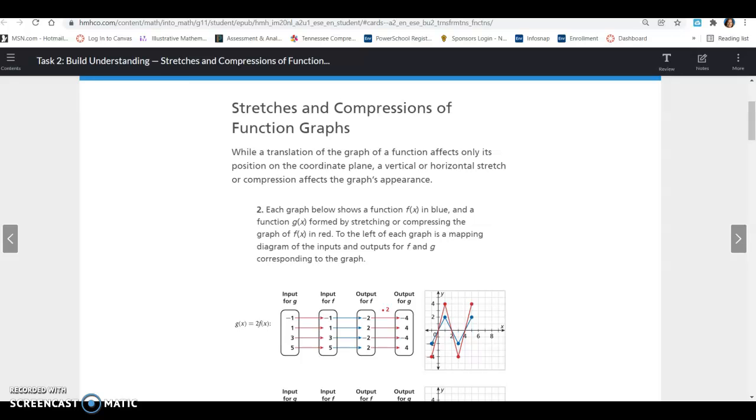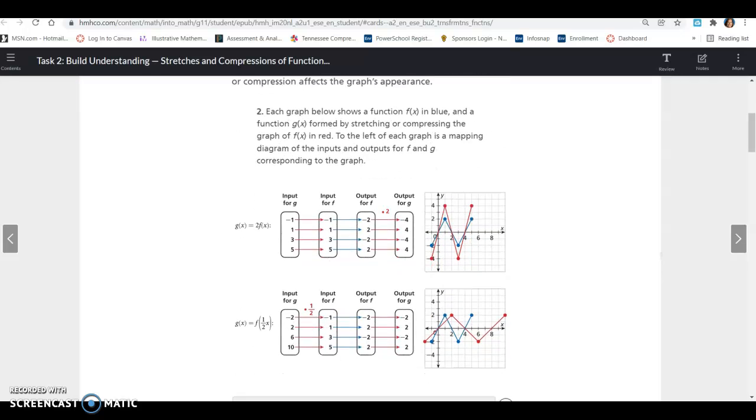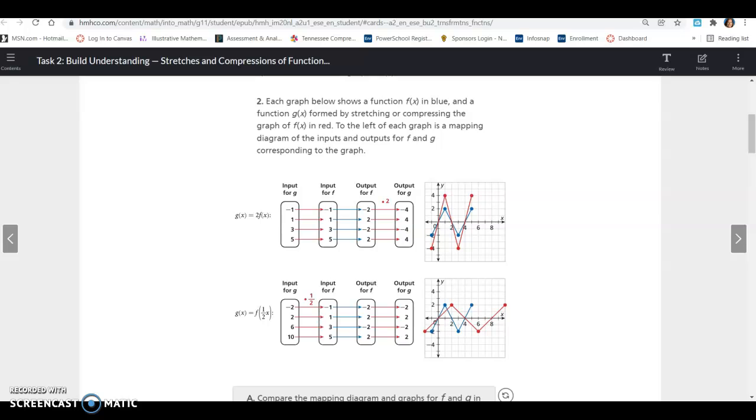Lesson 1.3, task 2. Stretches and compressions of function graphs. While a translation of a graph of a function affects only its position on the coordinate plane, a vertical or horizontal stretch or compression affects the graph's appearance. Each graph below shows a function f of x in blue and a function g of x formed by stretching or compressing the graph of f of x in red. To the left of each graph is a mapping diagram of the inputs and outputs for f and g corresponding to the graph.